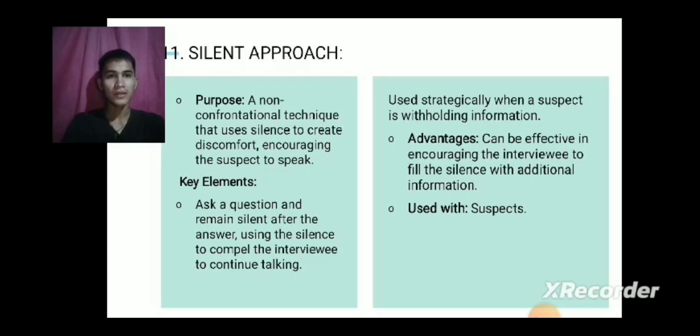Silent approach. Purpose: a non-confrontational technique that uses silence to create discomfort, encouraging the suspect to speak. Key elements: ask a question and remain silent after the answer, using the silence to compel the interviewee to continue talking. Use strategically when a suspect is withholding information. Advantage: can be effective in encouraging the interviewee to fill the silence with additional information. Used with suspects.